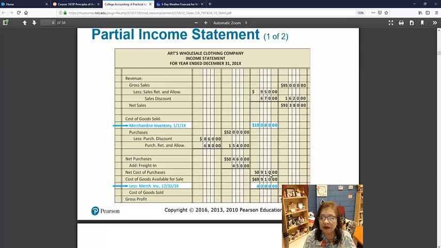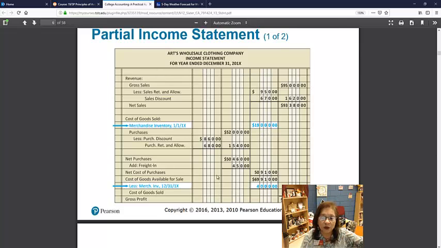Okay. So this is the net that we have. Then we have the cost of the goods available for sale. How did we get that? Simple. We added the beginning inventory to the net cost of the purchases, and you end up with $69,910. Okay? But this is the beginning inventory.